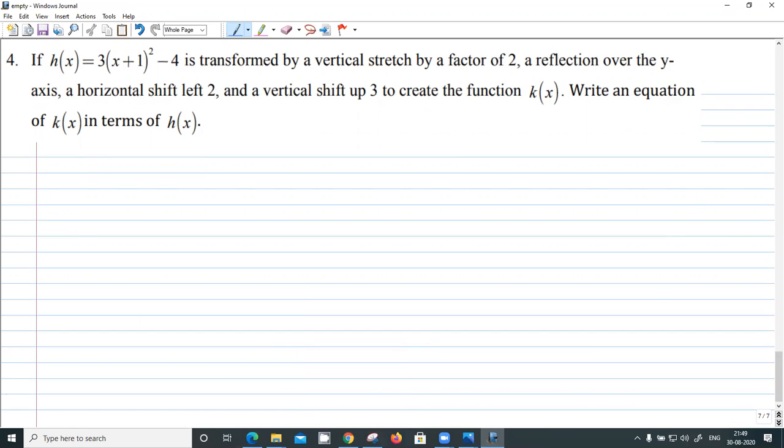So vertical stretch by a factor of 2 means getting bigger. So we have h of x, and that should become twice h of x. That is a vertical stretch by a factor of 2. Reflection over y-axis, would that be negative 2h? Reflection over y-axis means the value of y will become minus 2 h of x. And then horizontal shift left by 2, so x plus 2.